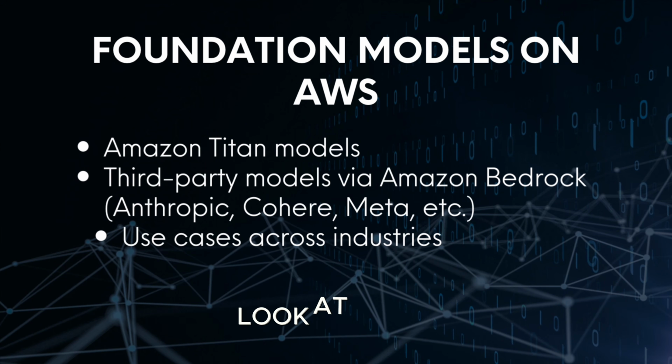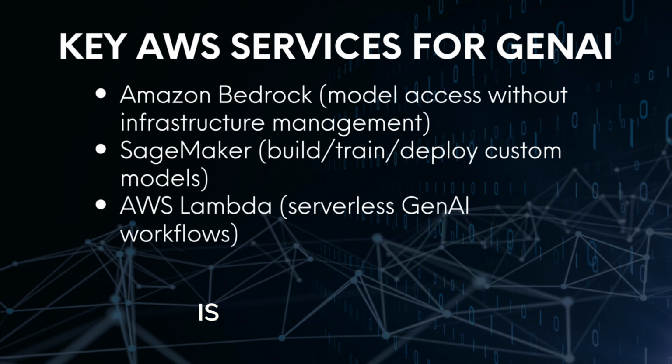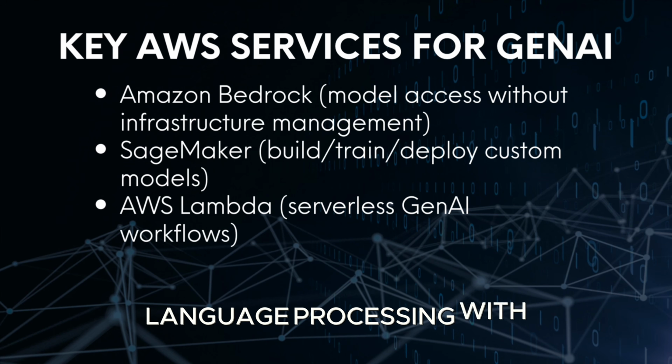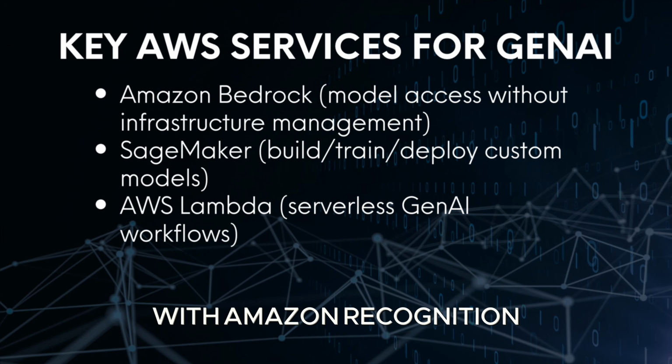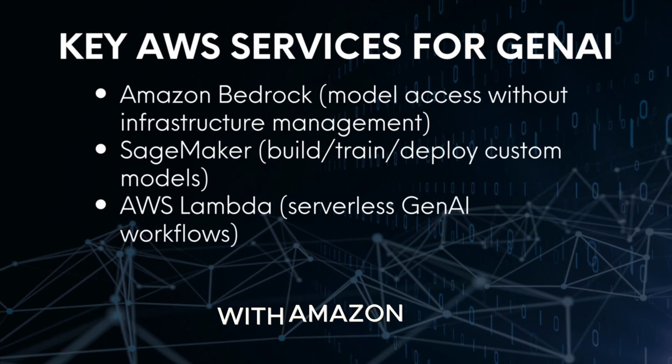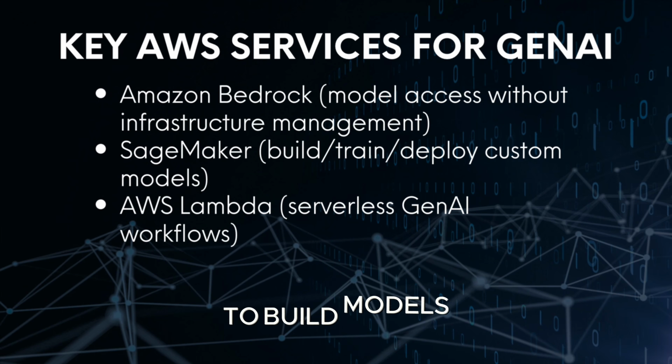But now let's take a look at AWS's generative AI services. So at the foundation level is machine learning frameworks such as Amazon SageMaker, which is a fully managed platform for building, training, and deploying machine learning models. The next layer consists of AI or ML services that address specific use cases such as natural language processing with Amazon Comprehend, computer vision with Amazon Rekognition, and conversational AI with Amazon Lex. These services provide AI integration without the need to build models from scratch.